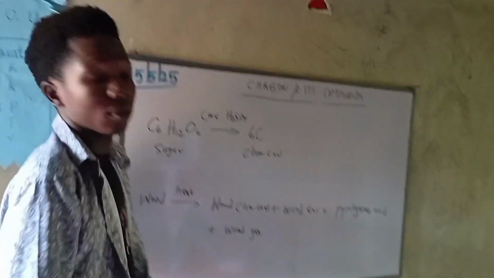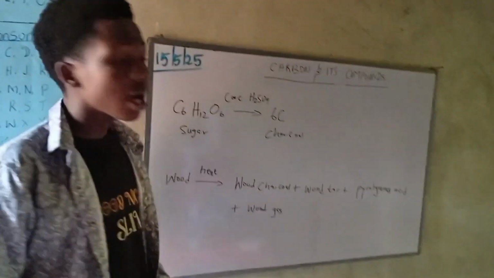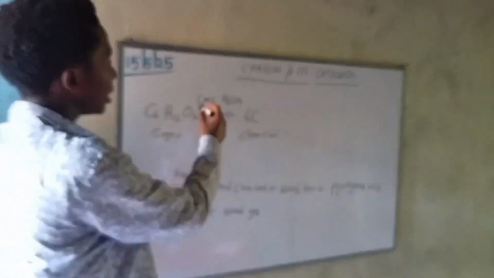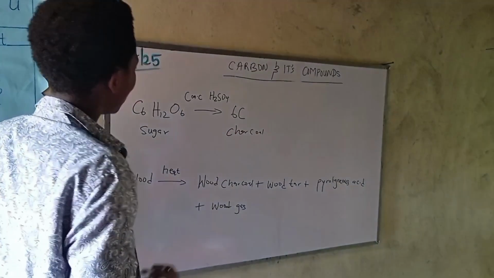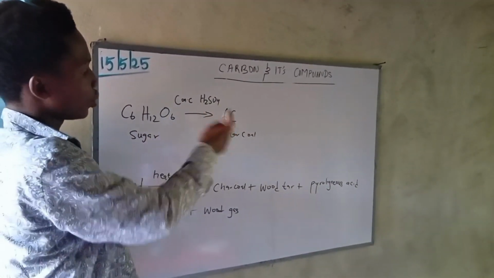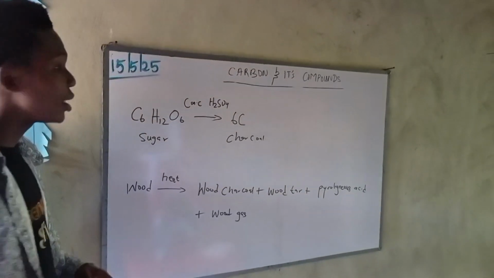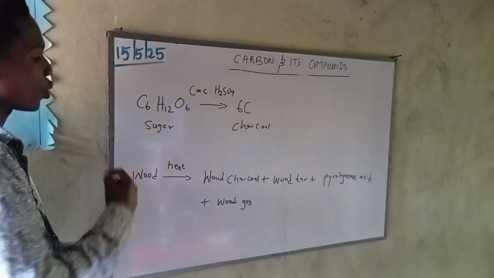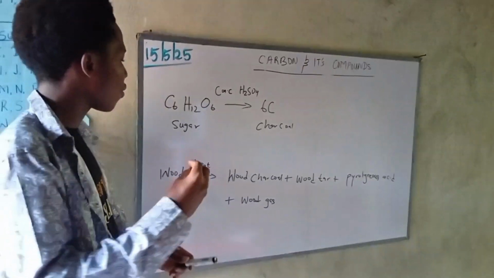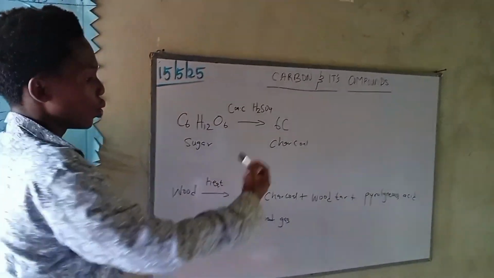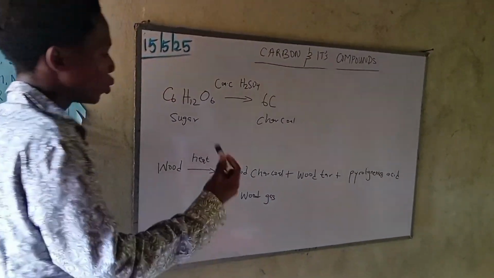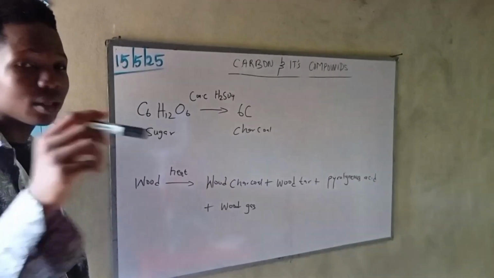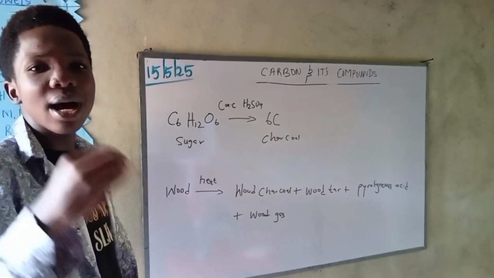So okay, as I explained before, sugar undergoes dehydration to give sugar charcoal. Now, concentrated acid acts as a dehydrating agent, which reduces sugar to charcoal. Now, I explained this also before that wood undergoes destructive distillation to give us what we call wood charcoal. And there are other components of the destructive distillation of wood, which are wood tar, pyroligneous acid, and wood gas. So all these are the components of the destructive distillation of wood. Remember, destructive distillation of wood takes place in absence of air.